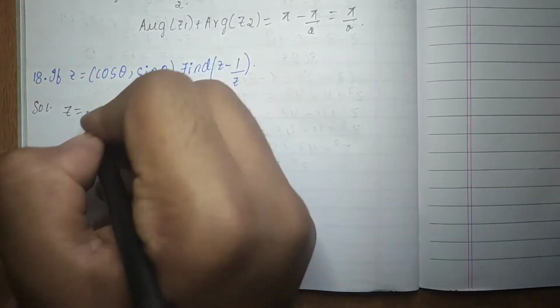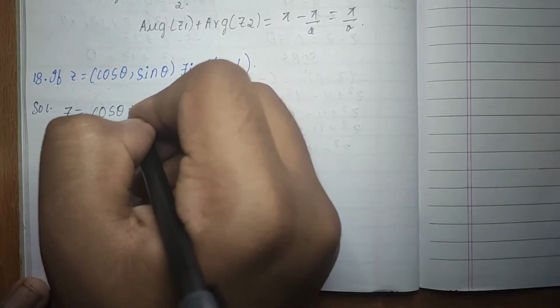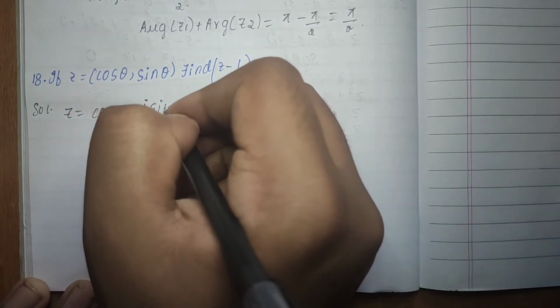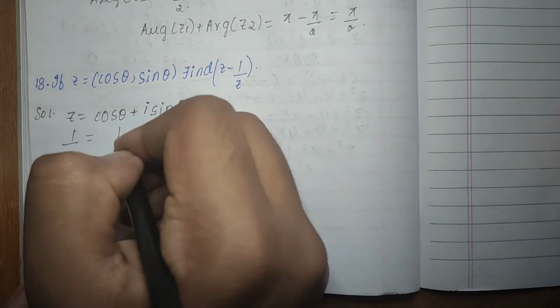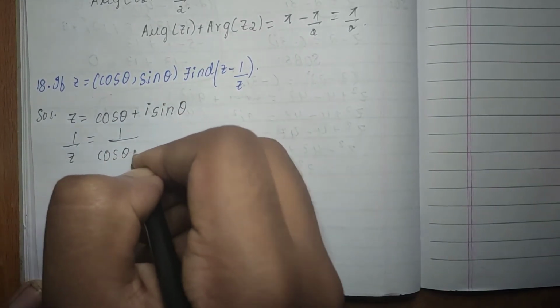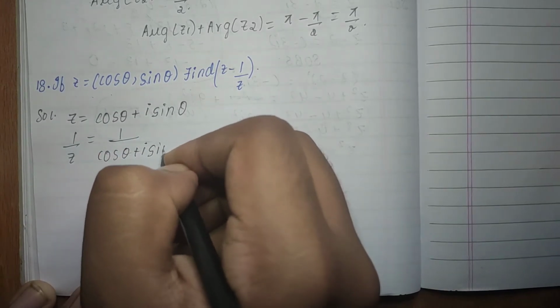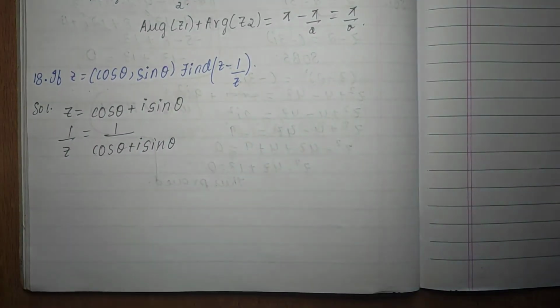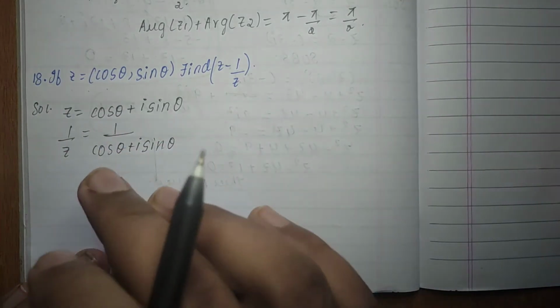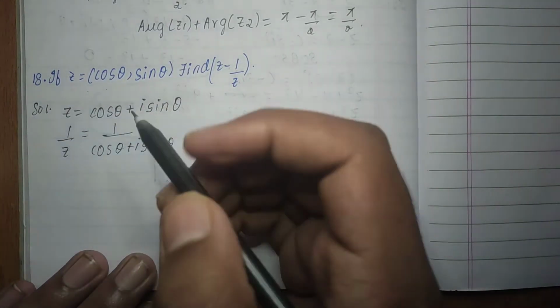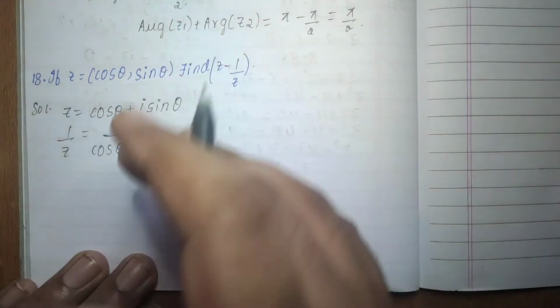Z can be written as cos theta plus i sin theta, and the value of 1 by z is 1 by cos theta plus i sin theta. There is a rule in complex numbers that you should not have an imaginary term in the denominator. So in order to eliminate the imaginary term, rationalize the denominator.